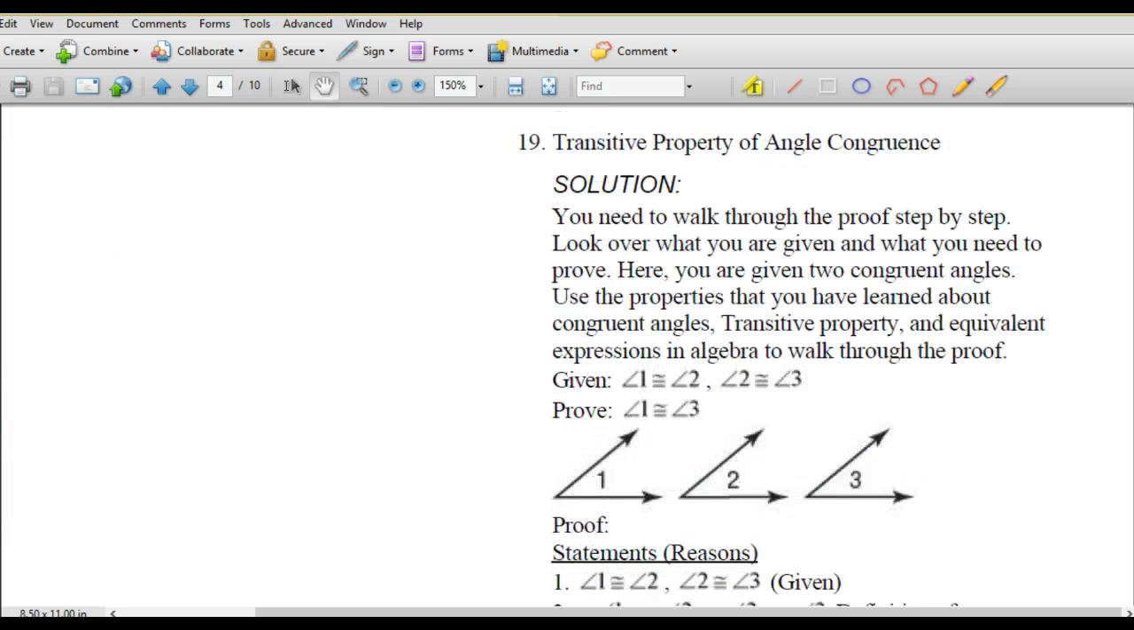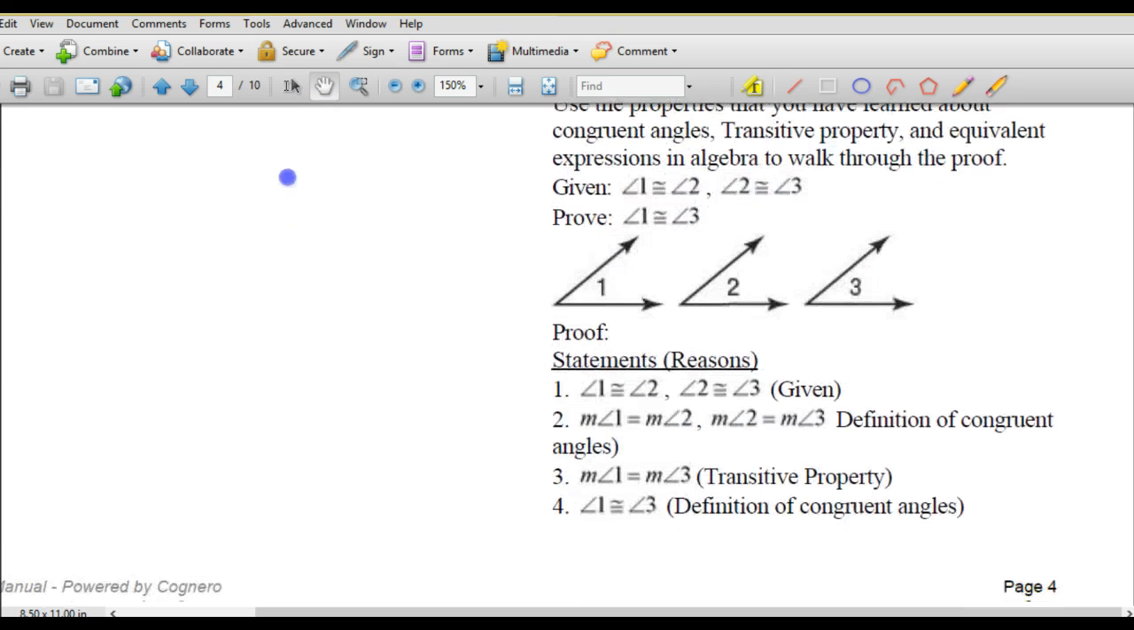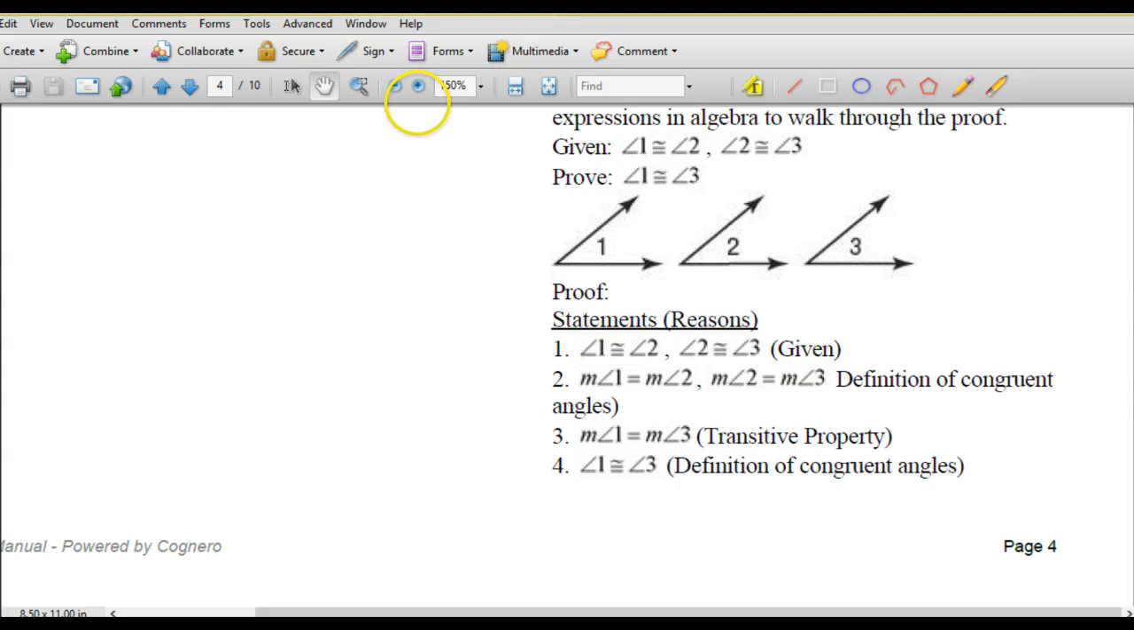In number 19, we want to write a proof for the transitive property of angle congruence. So the transitive property of angle congruence states that if angle 1 is congruent to angle 2, and angle 2 is congruent to angle 3, then angle 1 is congruent to angle 3. So we start by stating our given information.